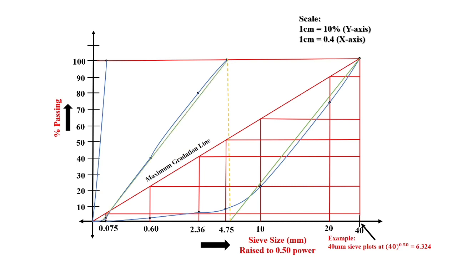Similarly, we'll draw the balancing line for curve B, and we'll join the last point of the balancing line to the starting point of the curve C. Now wherever these lines cut the maximum gradation line, the corresponding percentage passing is found from the y-axis, and we come to know the exact amount of material that is to be mixed to find the appropriate gradation.